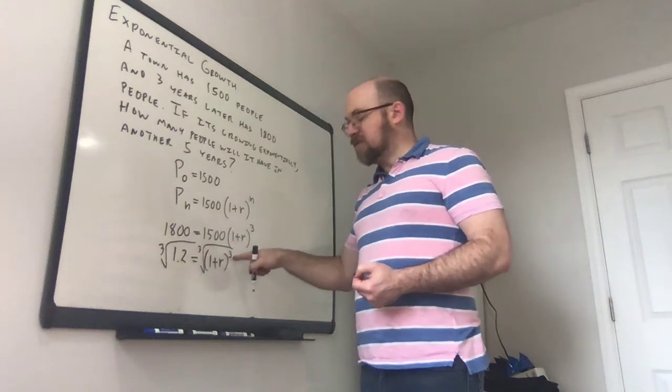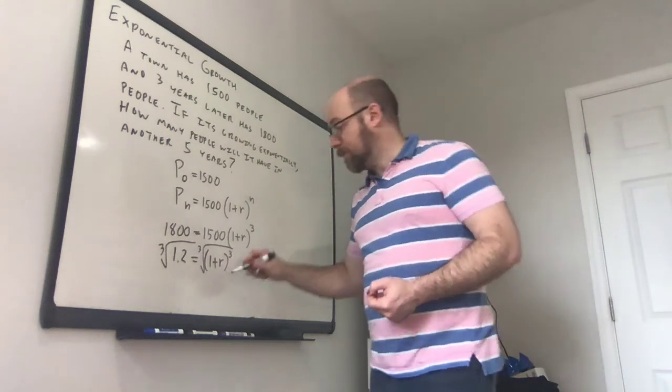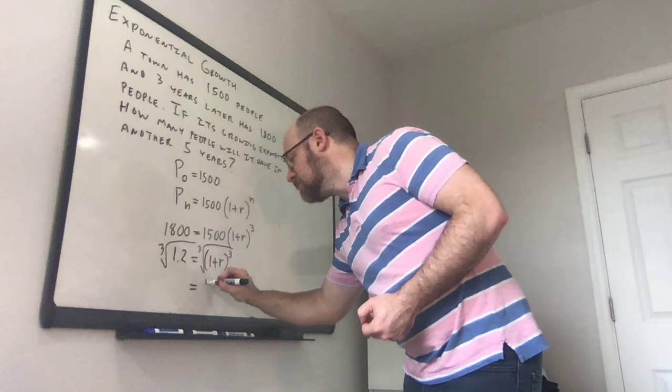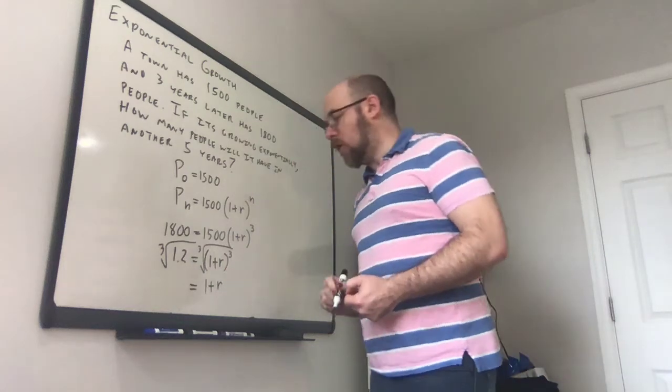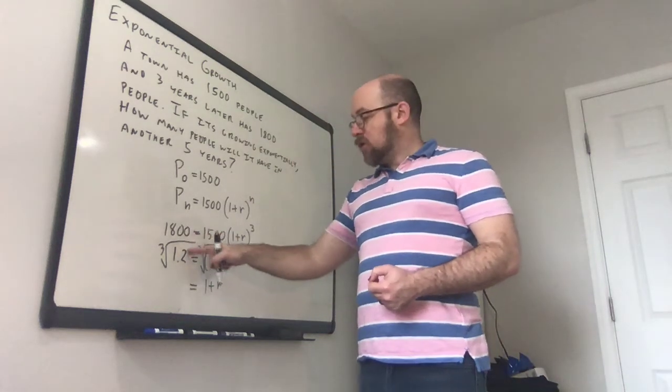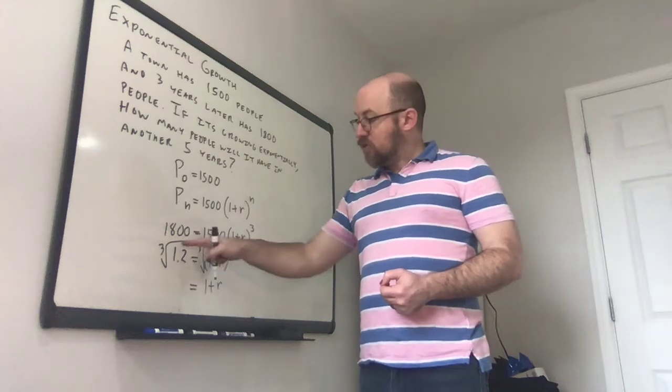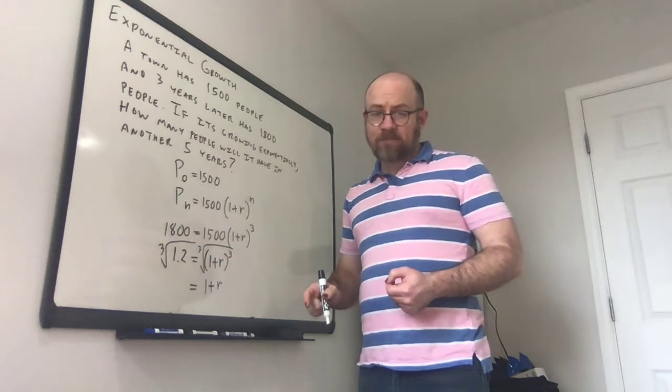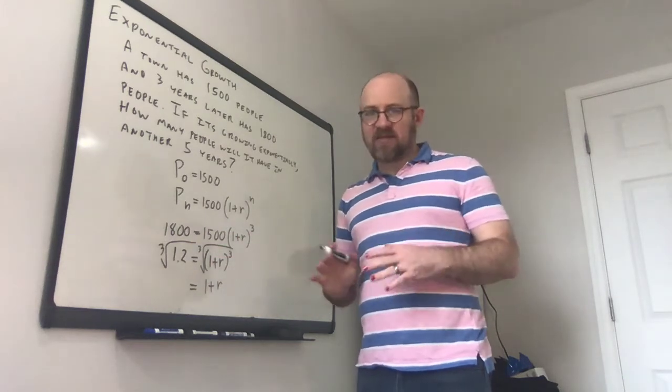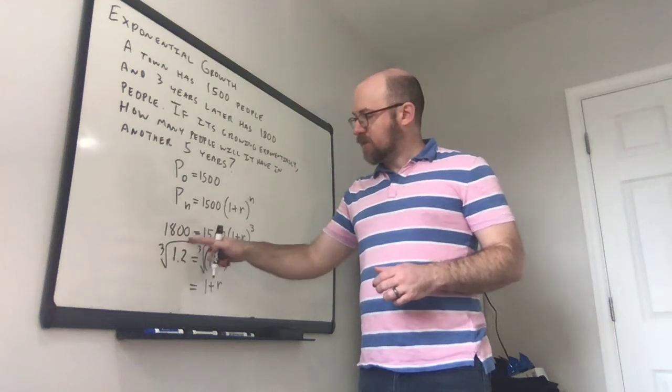And what that's going to do is it's going to get rid of this 3 in the power. So this side is now just going to be 1 plus r. Now, you need to plug 1.2, the third root of that, into your calculator. Every calculator does this slightly differently. You can look for a symbol that looks like this.